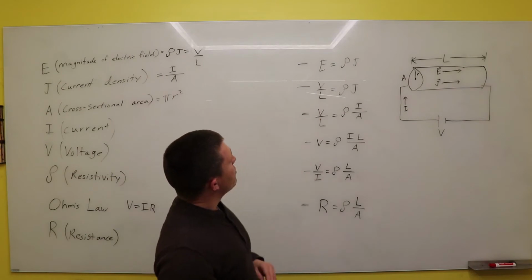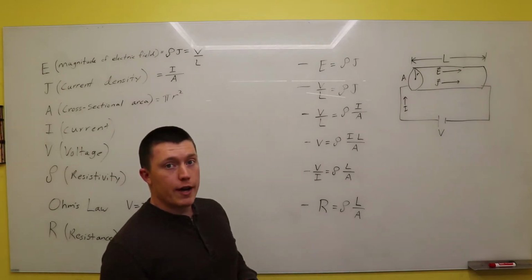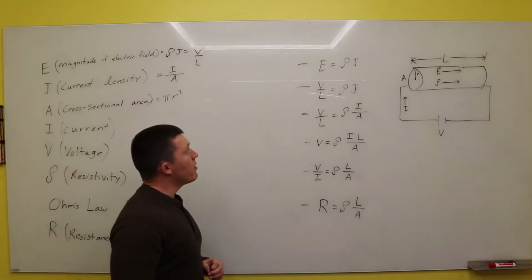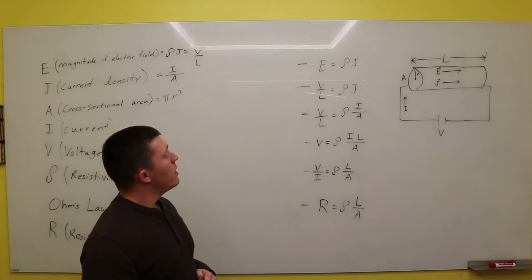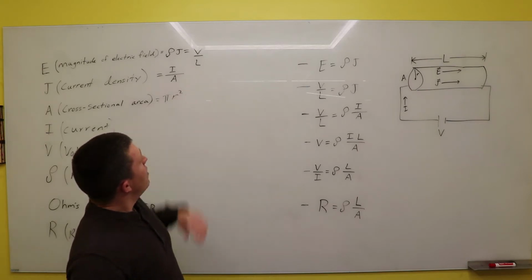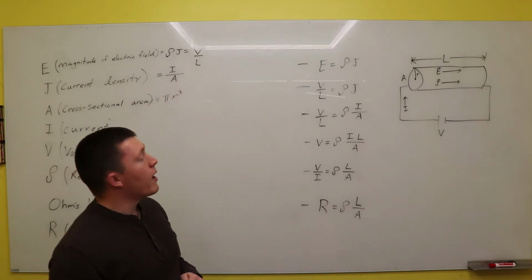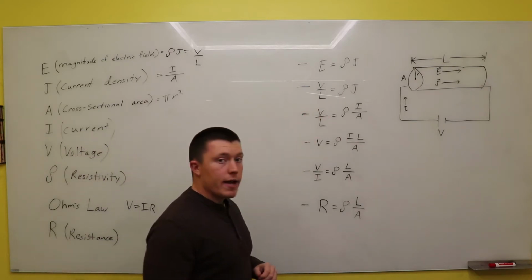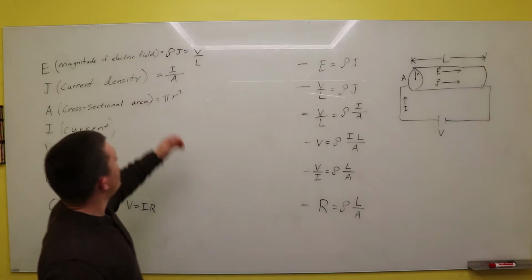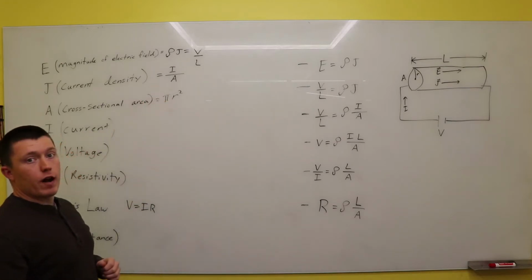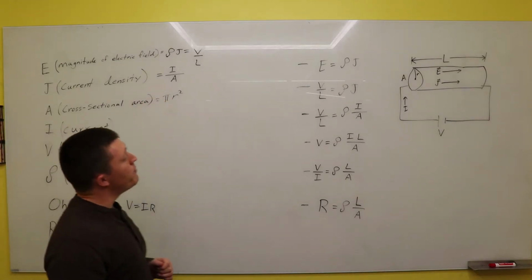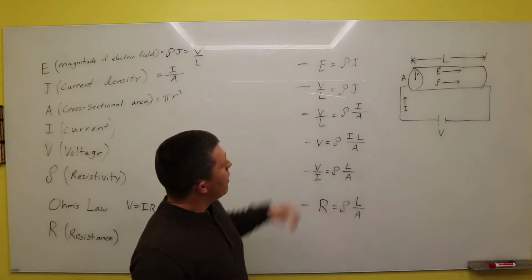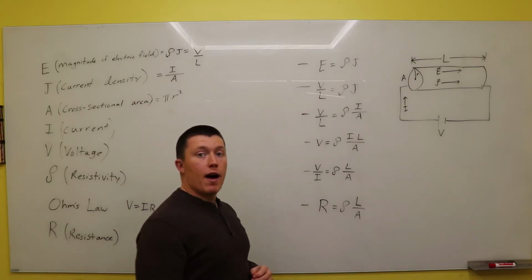E, the magnitude of the electric field, equals both rho times J, which is the resistivity of the material times the current density, and V over L, which is the voltage divided by the length of the wire. So we can set them equal to each other, and since J, the current density, is also equal to I, current, divided by A, the cross-sectional area, we have V over L equals rho times I over A.